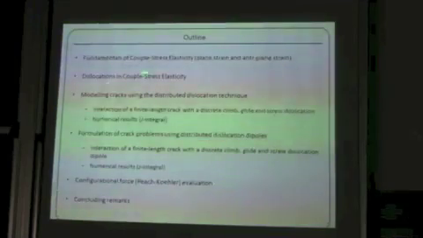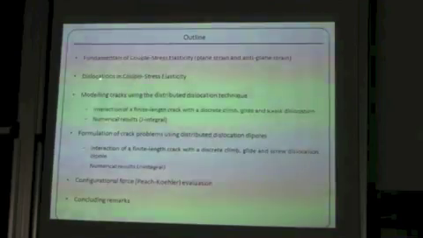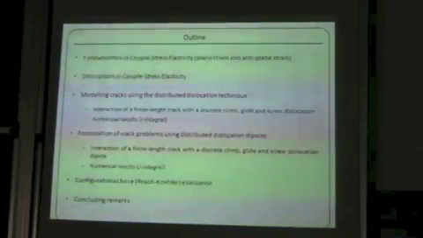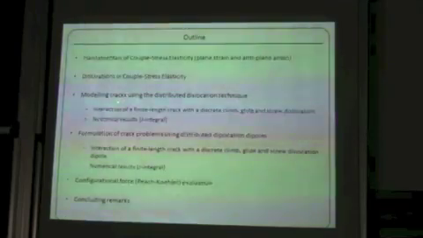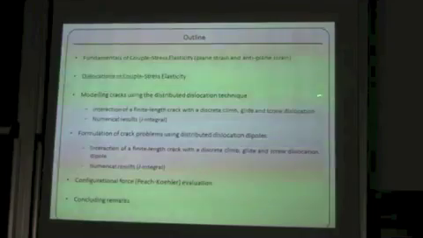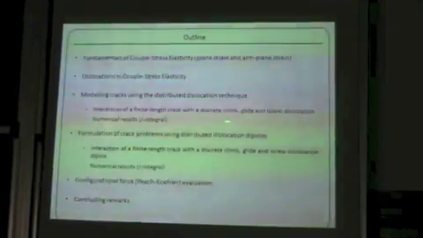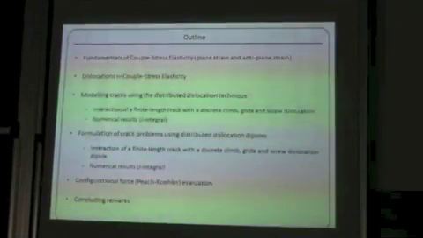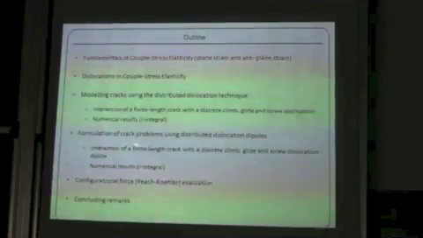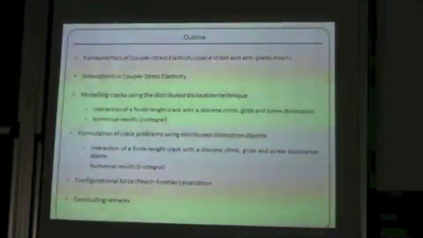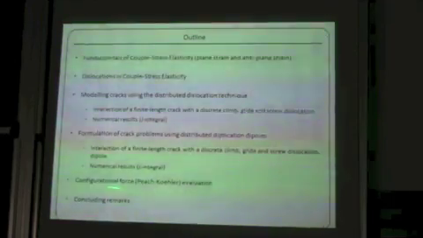This is the outline of my talk. I'm going to briefly present the fundamentals of the theory. Then I'm going to talk about dislocation fields in coupled stress theory. Next we will present the modeling of cracks using the distribution of dislocations, and we will study the static interactions with both plane and anti-plane defects. Next, we will present the formulation of crack problems using dislocation dipoles, and we will study the interactions with dipoles as well. And finally, we will evaluate the configurational forces on the defects.